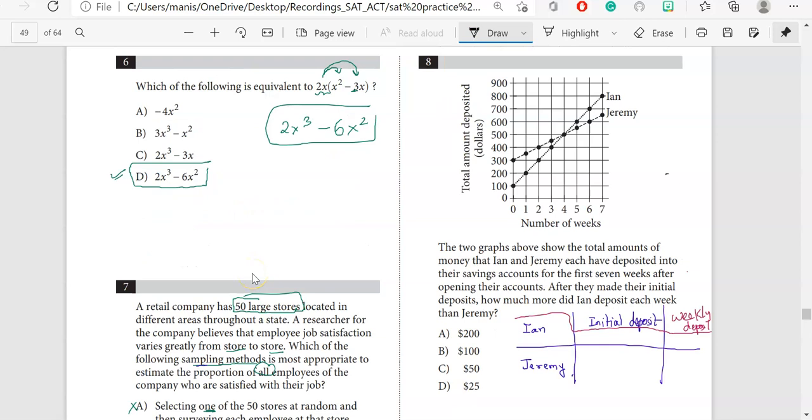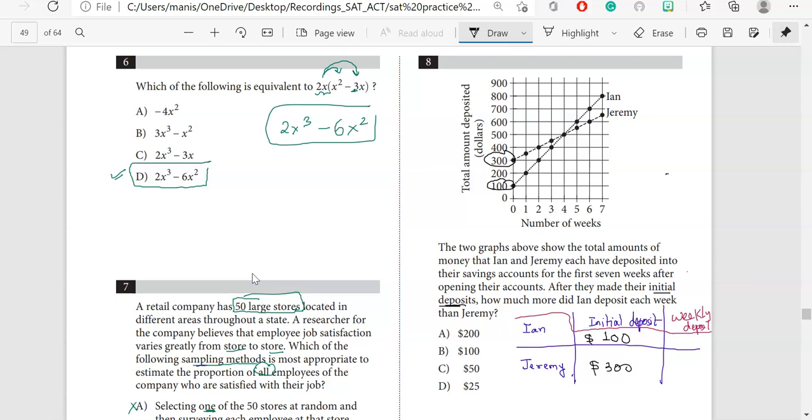Okay, for question number 8, I have drawn a table over here. Let's read the question. The two graphs above show the total amount of money that Ian and Jeremy each have deposited into their savings accounts for the first 7 weeks after opening the account, after they made the initial deposit. So the word over here is initial deposit, and I have made a table. Let's see what is the initial deposit for Ian. This one is for Ian. So Ian made the initial deposit of $100. I'll write 100 over here. And Jeremy made the initial deposit of $300. So I'll write 300 over here.